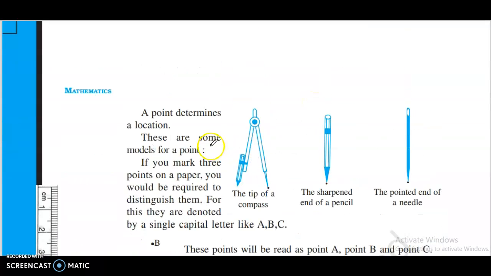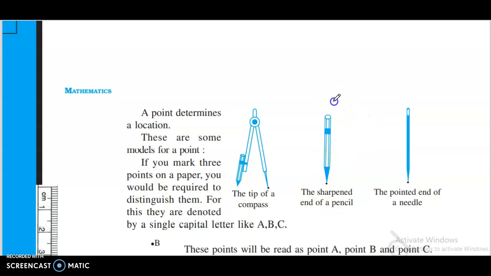The point determines a location. These are some models of a point. If you mark 3 points on the paper, you would be required to distinguish them. For this, they are denoted by a single capital letter like A, B, C.